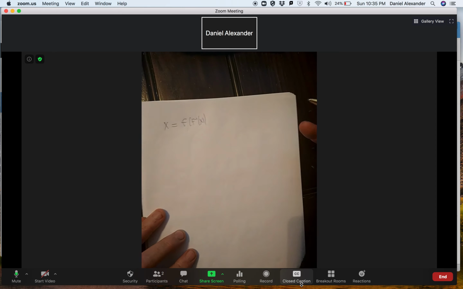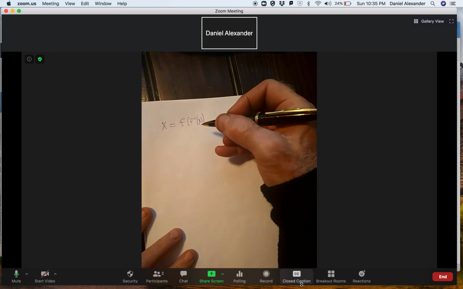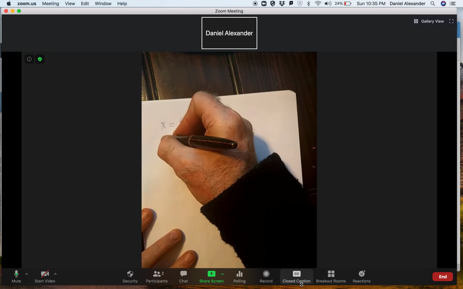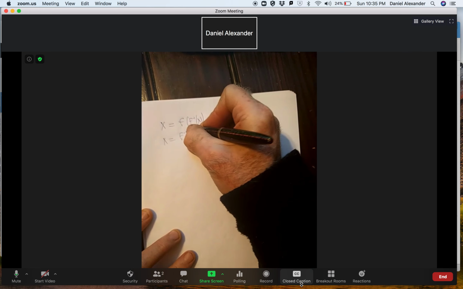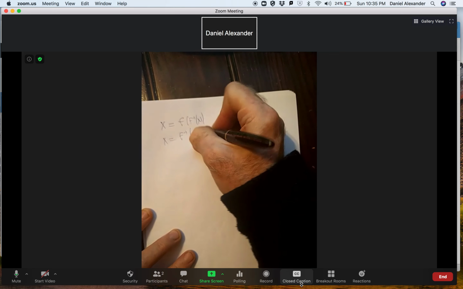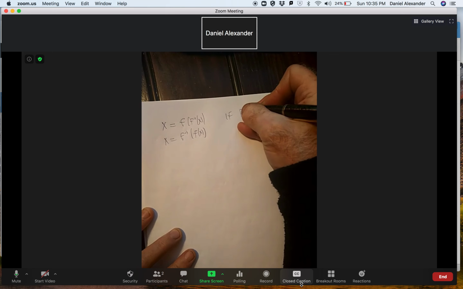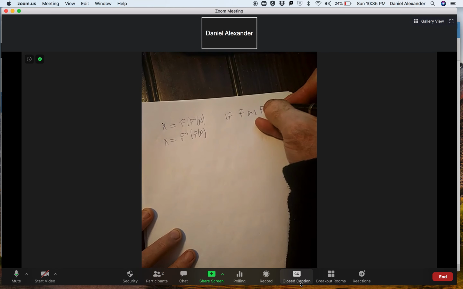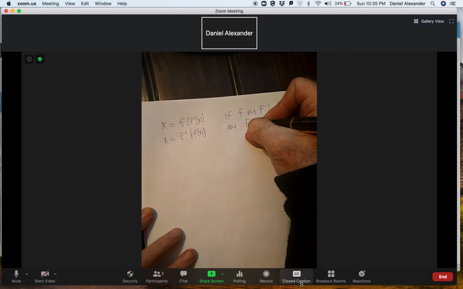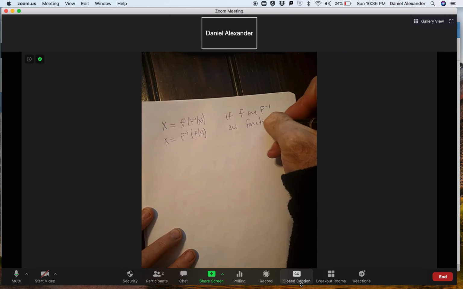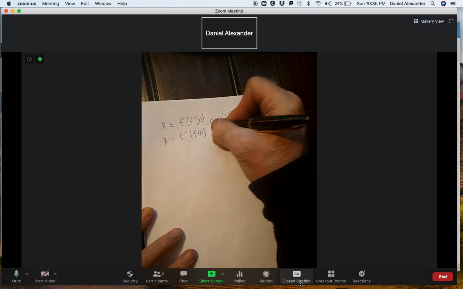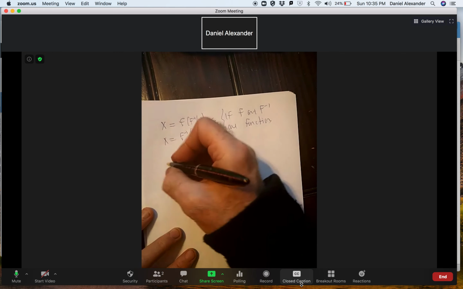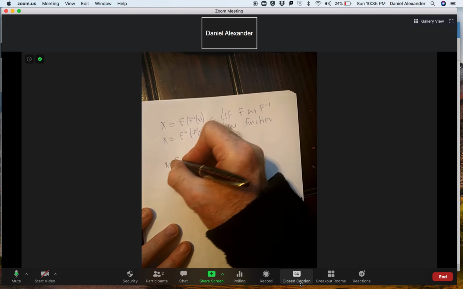That's true. I'm sorry. x is equal to f times the inverse. They undo each other. And likewise, if I start with the inverse, I have that. So if f and f inverse are functions, then this always is true. Okay. So I want to look at this. This gives us a weird identity.